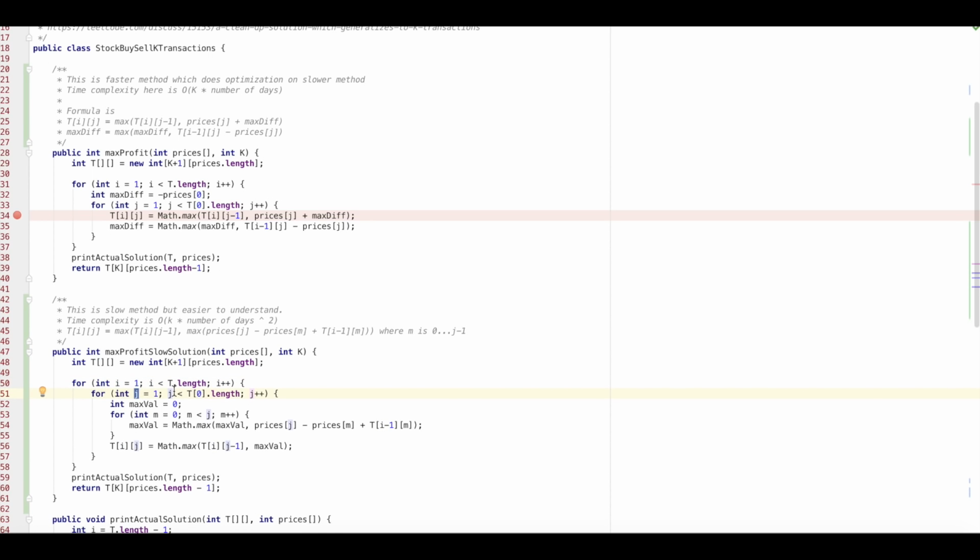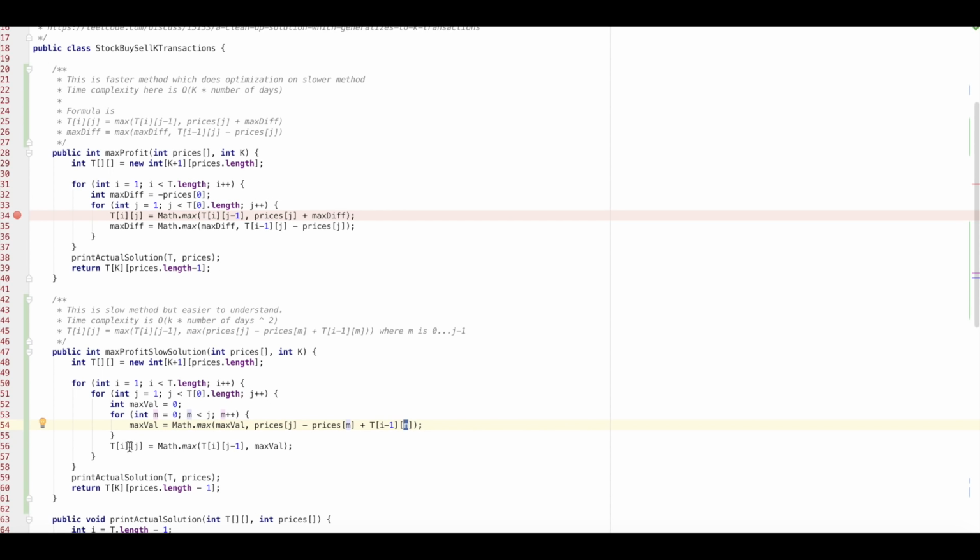Our J goes from 1 till the total number of prices or days we have. Then our max value initially is 0. We have our M go from 0 till J minus 1, and then max value is the max of the current max value and prices of J minus prices of M plus T of I minus 1, M. So basically, since we are selling at price J, it's price J minus the buying price at M, plus the best you can do with one less transaction and till M days.